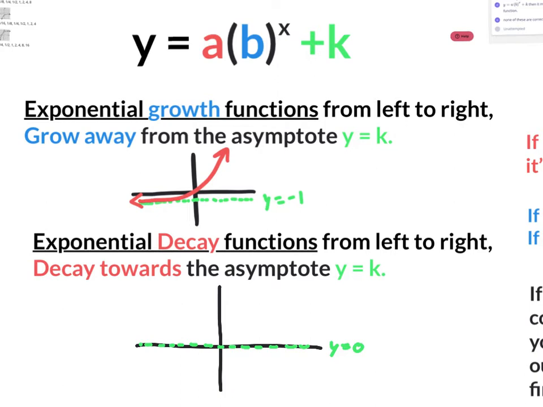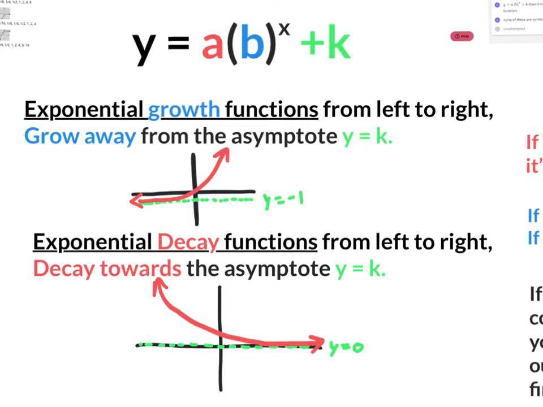So from left to right, you have like a huge value up here somewhere, and then all of a sudden it decays towards that asymptote forever. So that's a decay function. From left to right, kind of like reading a sentence, it gets closer and closer to the asymptote. It decays towards the asymptote.